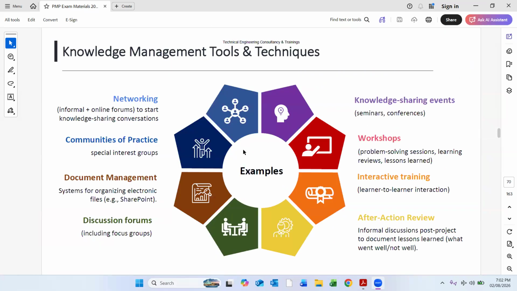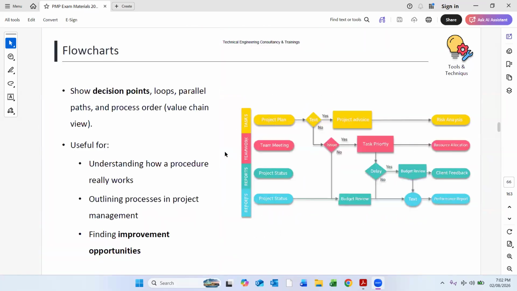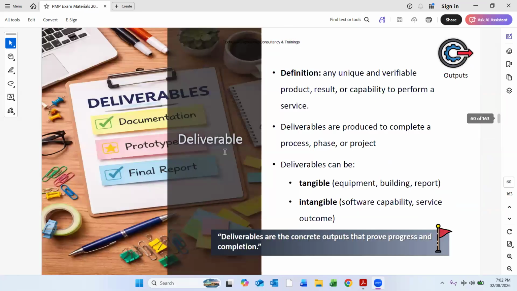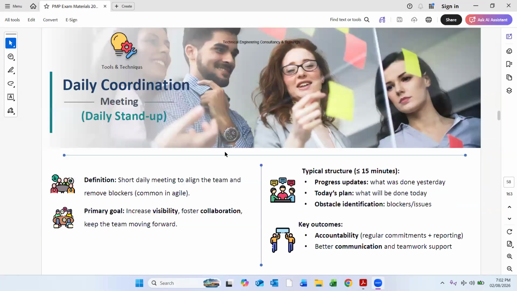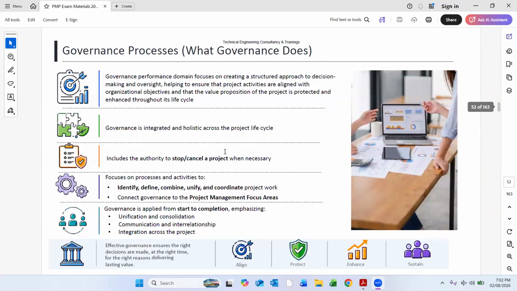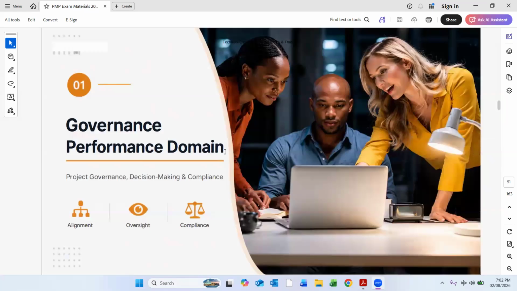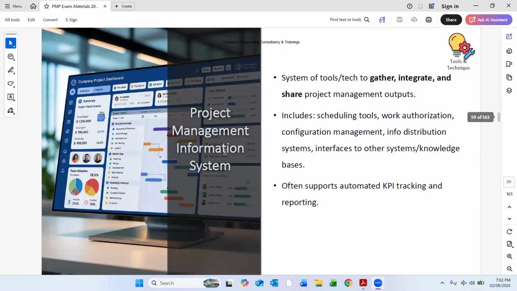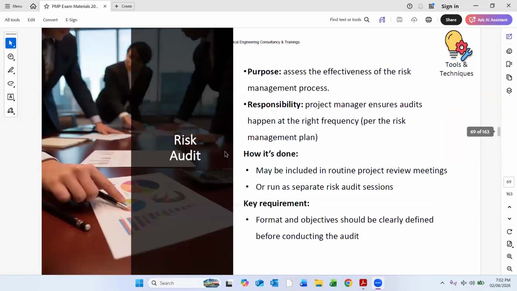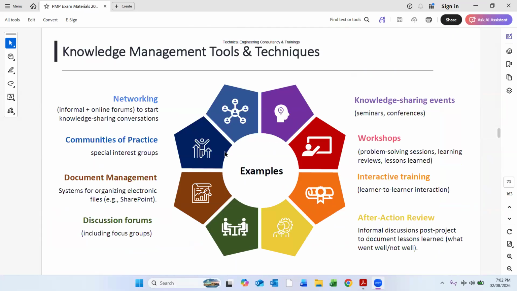And now today we'll be discussing knowledge management tools and techniques. What is actually the chapter related to? Deliverables, delivery coordination, initiate. Governance performance domain. So in the governance performance domain, we are discussing knowledge management tools and techniques.